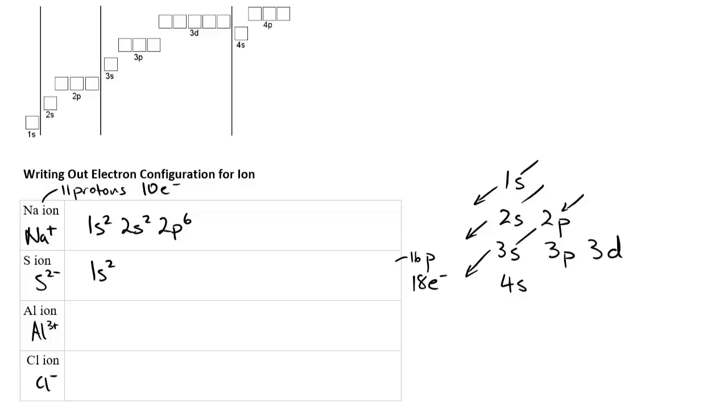So 1s2, so that's 2 electrons. Just following this, that's 4 electrons. That is 10 electrons. We have to keep going until we get up to 18 electrons. So 3s2, that's now 12 electrons. So we have to fill in 3p, 3p6. So 6, we have 12 electrons plus 6, so we have 18 electrons now. And that's the electron configuration for sulfide.